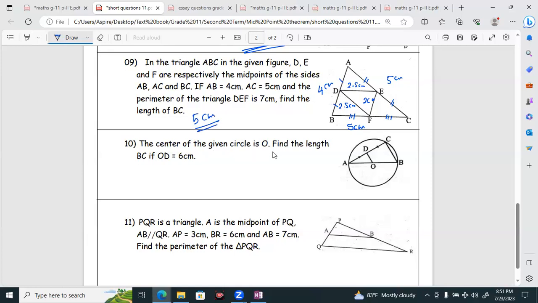The center of the given circle is O. Find the length of BC if OD equals 6 centimeters. What is the answer?